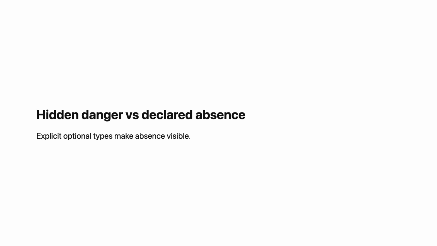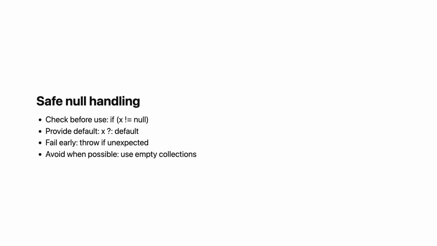How do you work with values that might be null? First, check before using. If the value might be null, verify it is not null before accessing it. Second, provide defaults. If null, use a fallback value. Third, fail early. If null is unexpected, throw an error immediately rather than letting it propagate. Also, avoid null when possible. Use empty collections instead of null collections. Use optional types that force handling. The key is being deliberate. Know where null can occur. Handle it explicitly.